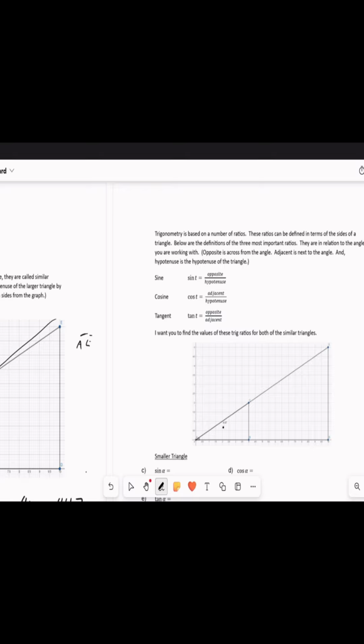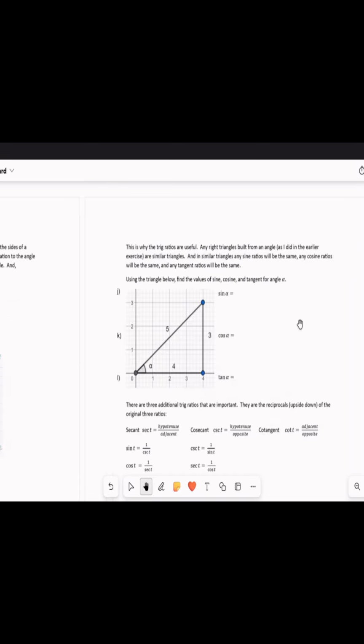So a sine is defined to be what happens when you take the opposite side and divide it by the hypotenuse. The cosine is defined to be the ratio you get when you take the adjacent side divided by the hypotenuse. And then lastly, the tangent is the opposite side divided by the adjacent side. So this is all in relation to the angle. So if this is my angle, opposite is over here, adjacent would be here, and then of course the hypotenuse is there. Okay, and here's the punchline.